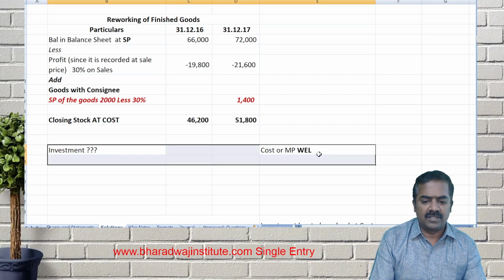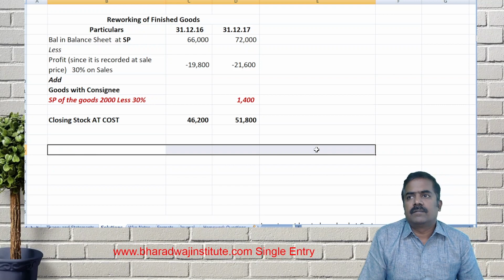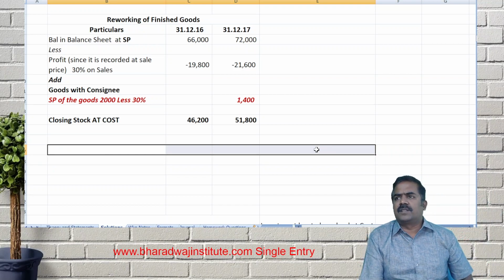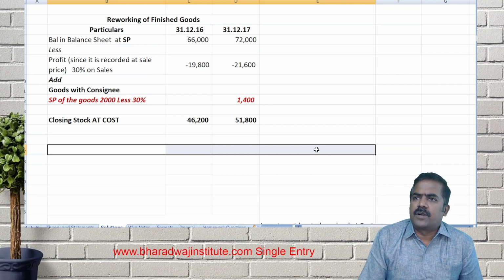So, try to work out the value of investment next. That would have been transferred by normal accounts method. Profit would have been included in what? P&L. Okay.